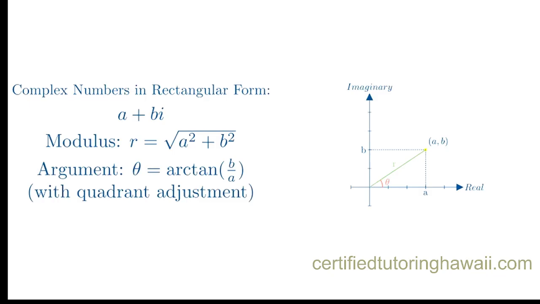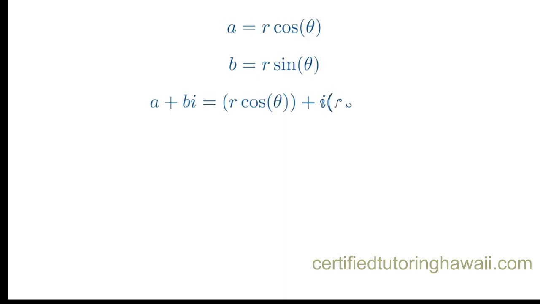So, our conversion formulas for x and y become conversion formulas for a and b in the complex plane. The rectangular coordinates a and b correspond to the real part x and the imaginary part y. Thus, we have a equals r cos theta and b equals r sin theta. Substituting these back into the rectangular form a plus bi gives us this expression. This is one way to write a complex number in polar form. We can factor out the r. This gives us the modulus r multiplied by the quantity cosine theta plus i sine theta. This is the more common and useful polar form for complex numbers.